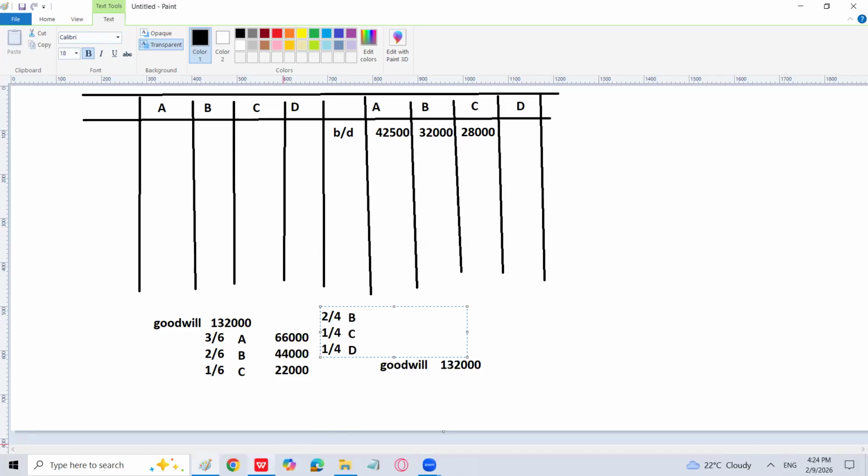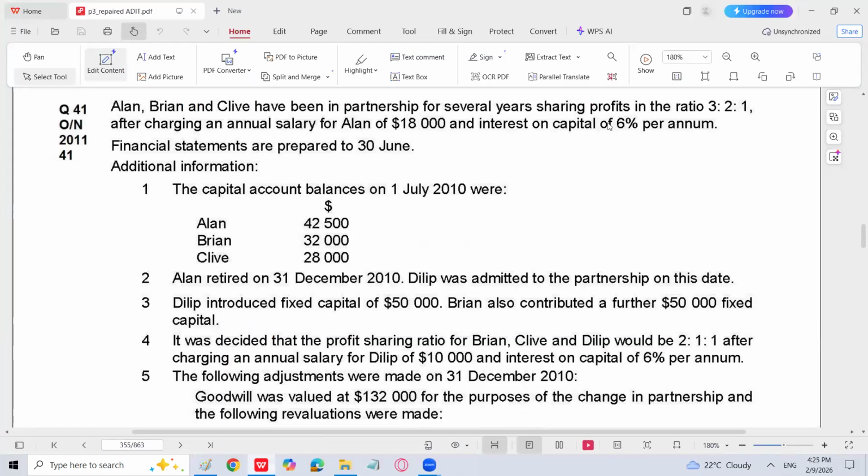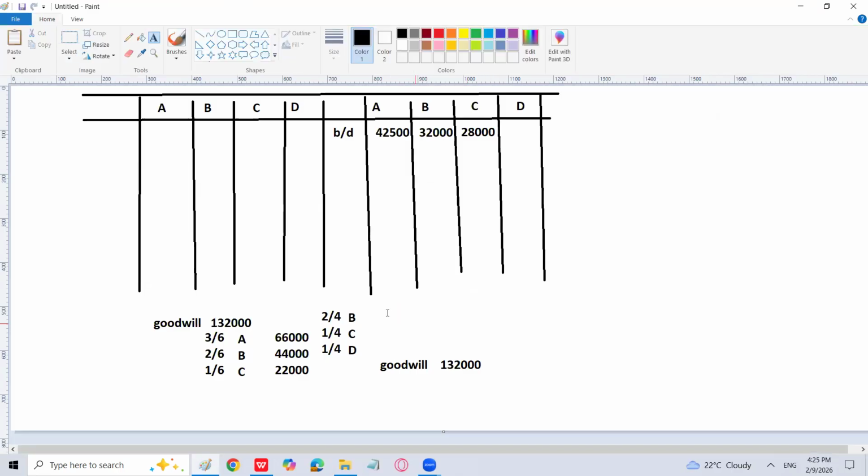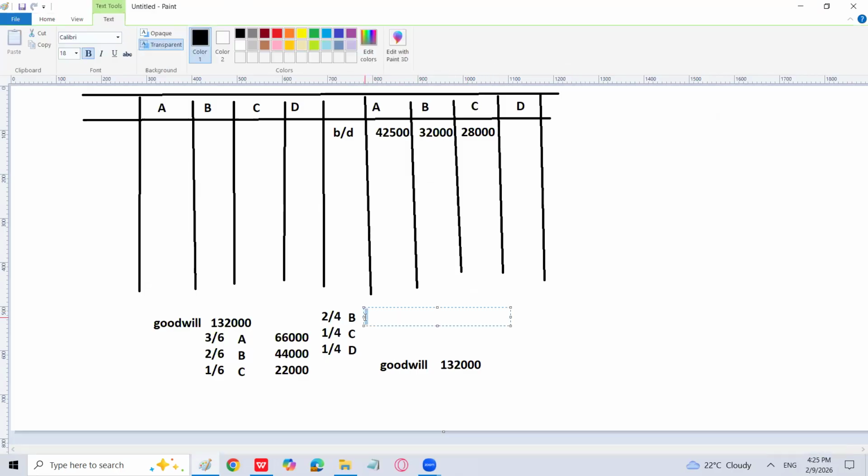Sir, can you please share the question with us? Yes. 3:2:1, 3/6, 2/6, 1/6, and here it is going to be 2:1:1, 2/4, 1/4, and 1/4 for the treatment of goodwill. Okay. Tell me the amounts now. 1,32,000 into 2/4 is going to be 66,000. 1/4, 33,000. 33,000 and again 33,000.